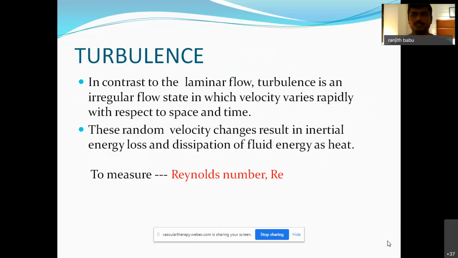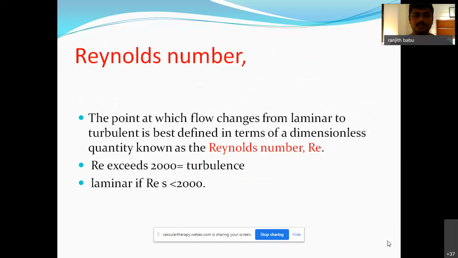To measure this, we are using a unit known as the Reynolds number. The Reynolds number, defined as the point at which the flow changes from laminar to turbulent, is best defined in terms of a dimensionless quantity. Normally, turbulent flow has a Reynolds number of more than 2000 and laminar flow has a Reynolds number of less than 2000.